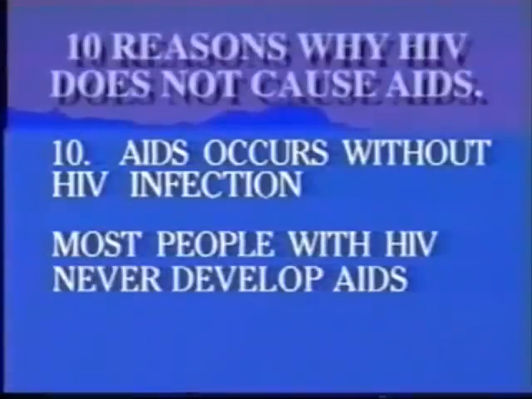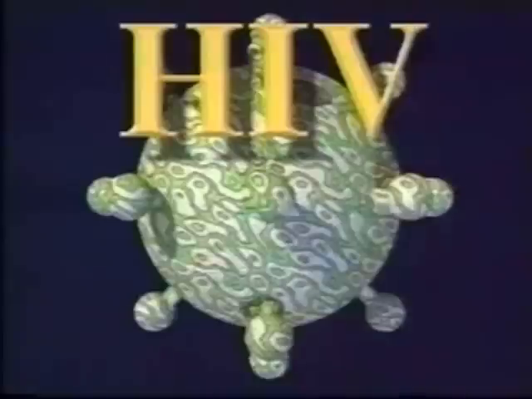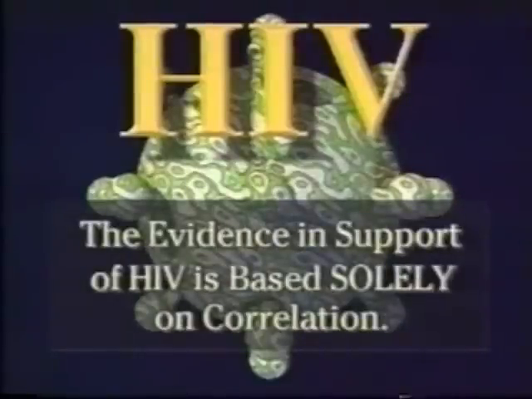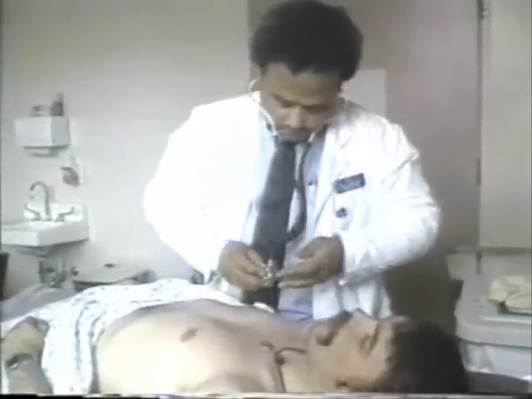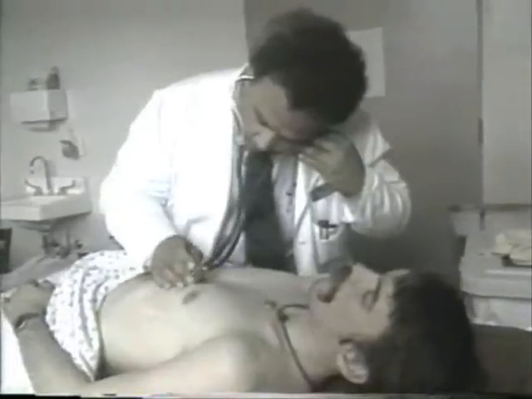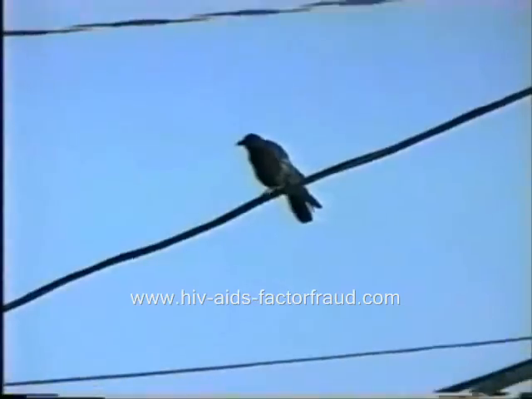Finally, reason number 10. AIDS occurs without HIV infection, and most people with HIV never develop AIDS. The evidence in support of the HIV hypothesis is based solely on correlation. Because the virus is often found in most AIDS patients, we have assumed HIV is causing AIDS. But the logic of that assumption is flawed because correlation does not prove causation. For example, the presence of HIV in AIDS patients is no more proof of the cause than the presence of birds on power lines proves that the birds cause power failures.